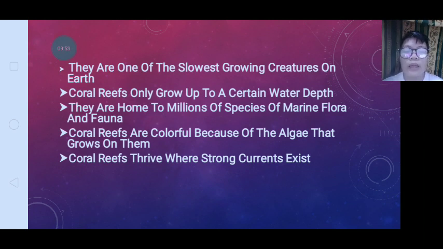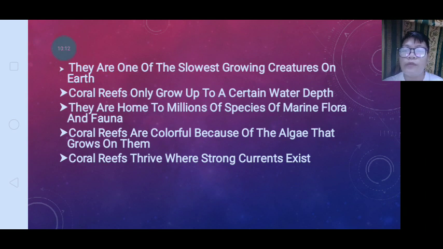As the temperature and light conditions change, the algae change their color across a wide spectrum to act as a form of protection against ultraviolet rays. Reefs that grow close to the surface are most colorful since the algae can use more sunlight efficiently.